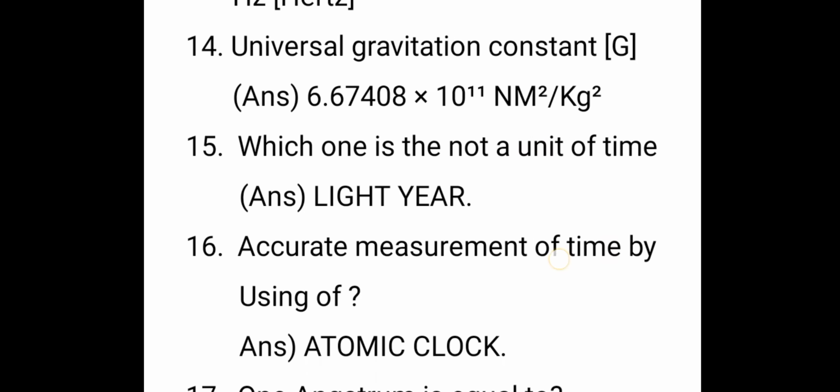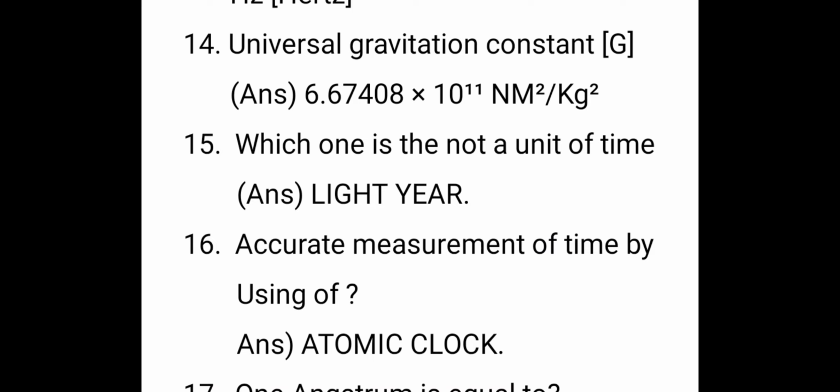Universal gravitation constant G value is 6.67408 into 10 to the power of minus 11 newton meter square per kg square. These are most important also. According to Newton's universal law of gravitation, the attraction force is directly proportional to the product of the two masses and inversely proportional to the square of the distance between them. So force F is equal to G into m1 m2 by r square.